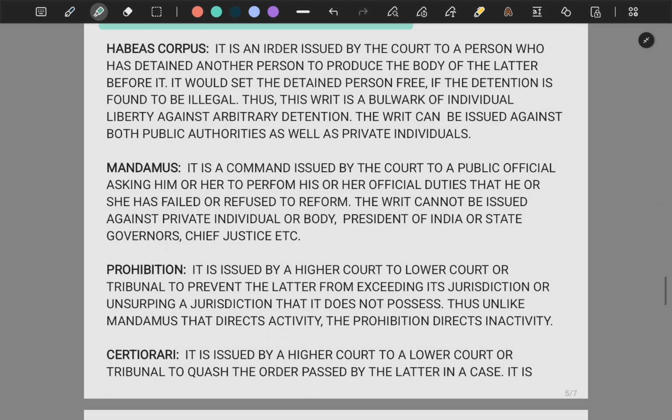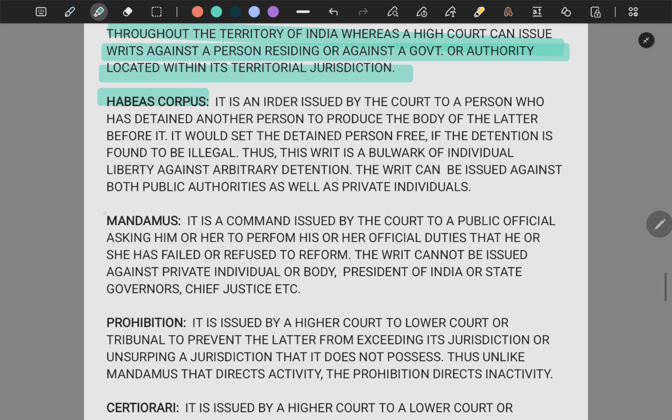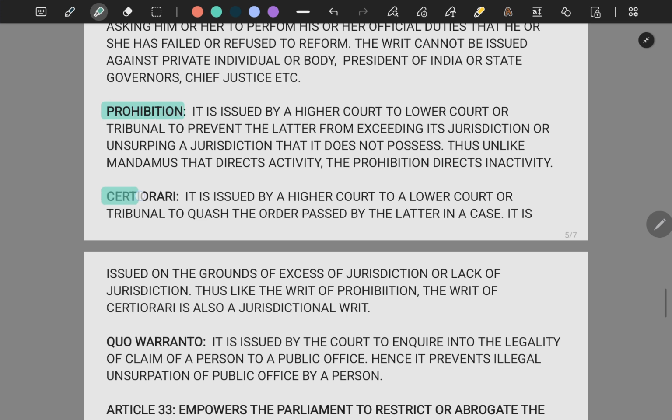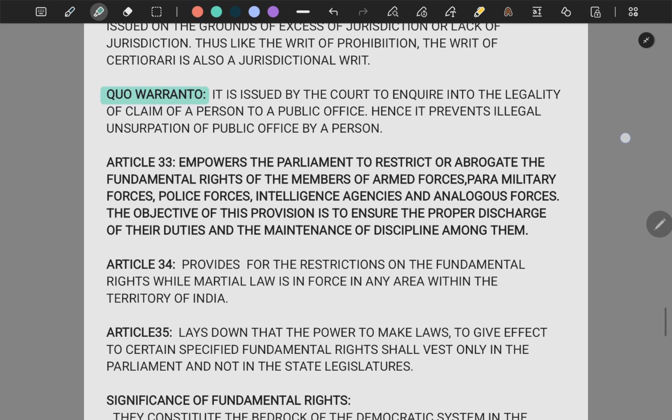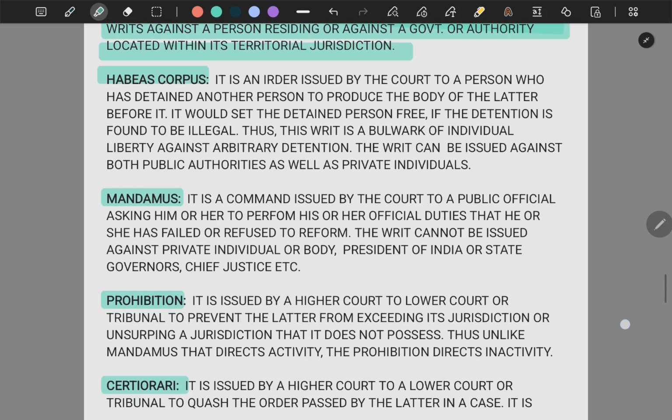So let's see the different kinds of writs that we have. It's the habeas corpus, it's the mandamus. So these writs are, like we said about Article 32, a remedy. These writs make sure that the aggrieved person, the deprived person, is being given the fundamental rights that are needed. Through writs it makes sure that they are being given their rights. So one of them is habeas corpus, one is mandamus, one is prohibition, one is certiorari, one is quo warranto. So let's dive into what each of them means.